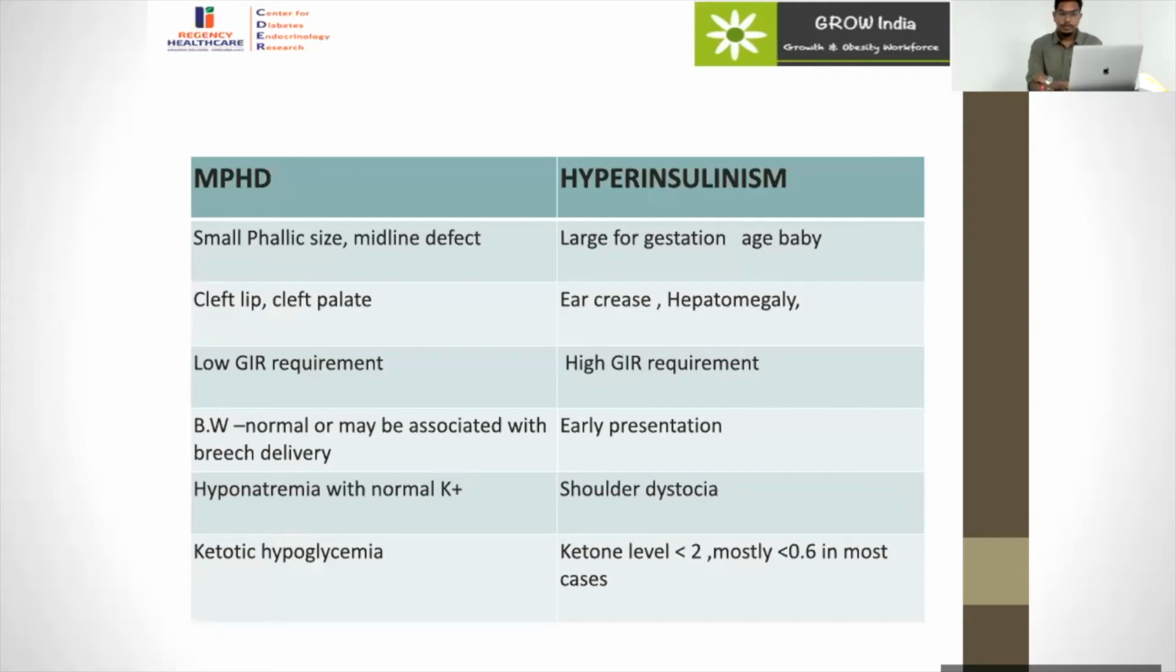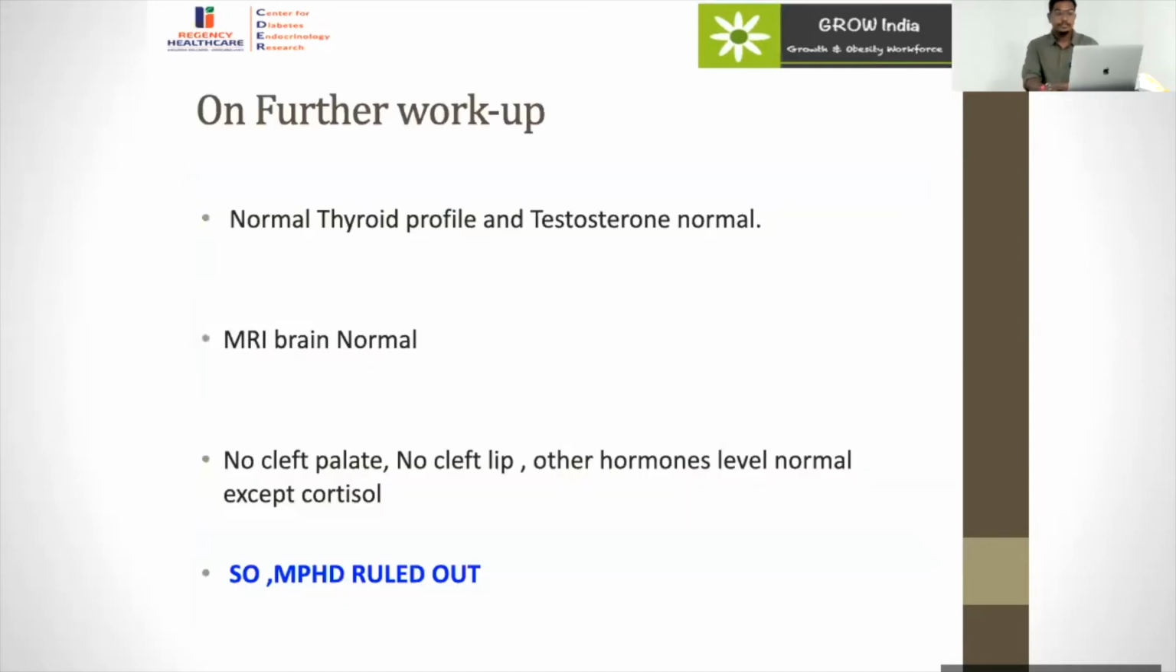In prolonged or persistent hyperinsulinism, there is a large for gestational age baby, ear crease, hepatomegaly. Glucose requirement is on the higher side, up to 12 milligram per kg per minute. It presents early and there is some delivery problem like shoulder dystocia, and ketone level is less than 2, mostly 0.6 in most cases. This is clearly going more in favor of cortisol deficiency.